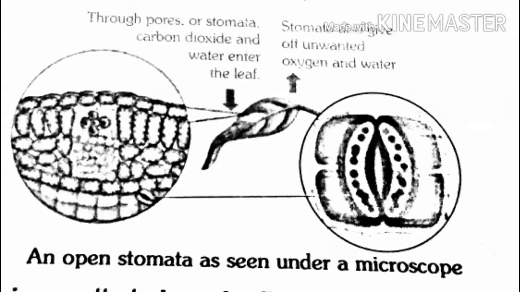See this picture. Through these pores or stomata, carbon dioxide and water enter the leaf. After the photosynthesis process, oxygen is released. Stomata also give off unwanted oxygen and water. Excess water in the plant evaporates through the stomata of leaves. This process is called transpiration. Transpiration helps in cooling the leaf surface.